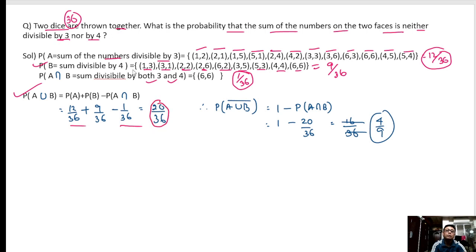But I want those not divisible by 3 or 4. So 1 minus that. 1 minus that is the answer. I don't want divisible by 3 or 4. So first I will find divisible by 3 or 4, and then I will subtract from 1.